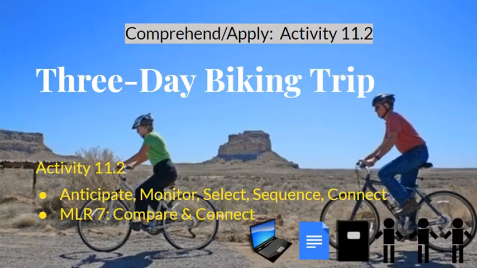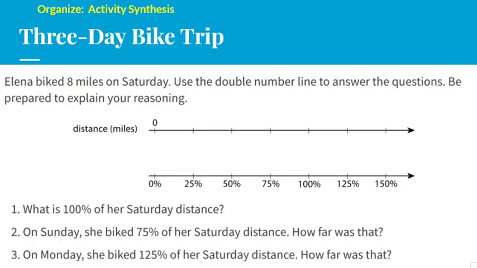Let's take a look at a 3-day biking trip. So Elena biked 8 miles on Saturday. We're going to use this double number line to answer the questions. So go ahead and draw it out in your notebook. So what is 100% of her Saturday distance? Well, if she biked 8 miles, 100% of her distance on Saturday is 8 miles. On Sunday, she biked 75% of her distance. How far is that?